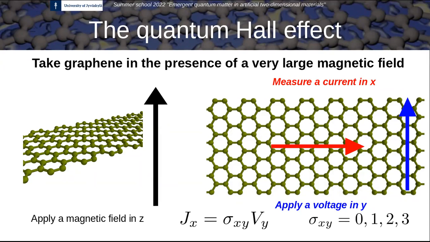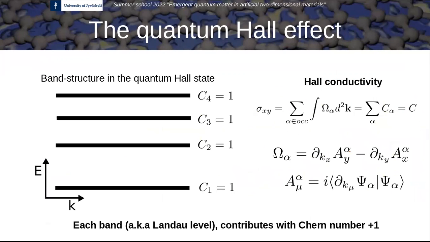Now you apply voltage in one direction of your material and you measure the current in the perpendicular direction. And the phenomenology that one encounters when one goes to very low temperatures and high magnetic fields is that the conductivity, that essentially is the proportionality that you find between the voltage in the y direction and the current in the x direction, is essentially quantized in terms of integers. And if you think about real units, it is quantized in terms of the quantum Hall conductance. So you get one quantum Hall conductance, two quantum Hall conductances, three, and so forth, but not something in the middle if you are at very large magnetic fields and very low temperatures.